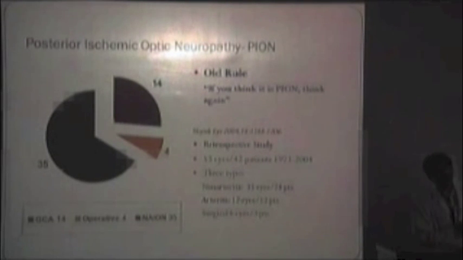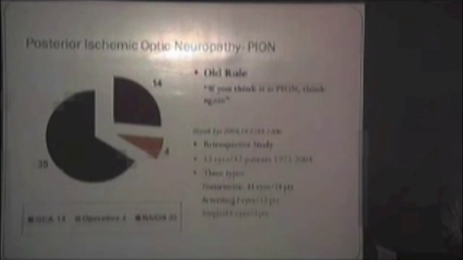Moving on to posterior ischemic optic neuropathy. Posterior ischemic optic neuropathy is so rare that Dr. Corbett says don't even think about it. If you think it is PION, think again. It's likely to be something else. In his lifetime, remember, he's seen about 600 to 800 cases of ischemic optic neuropathy of the anterior variety. Dr. Harry has seen 53 of the posterior variety.